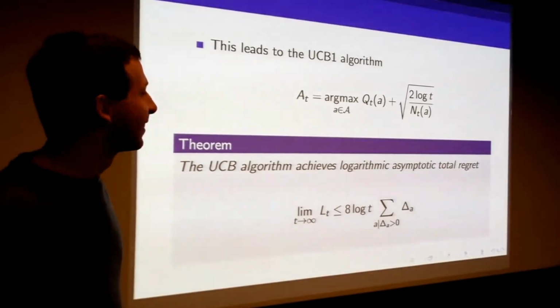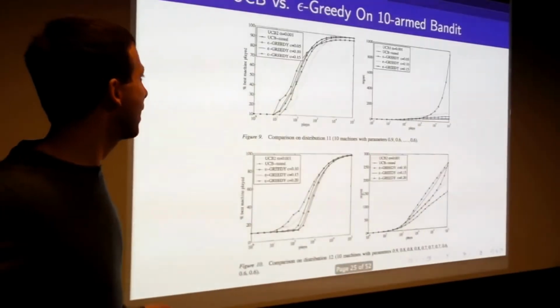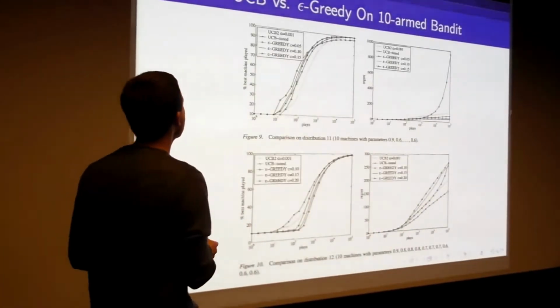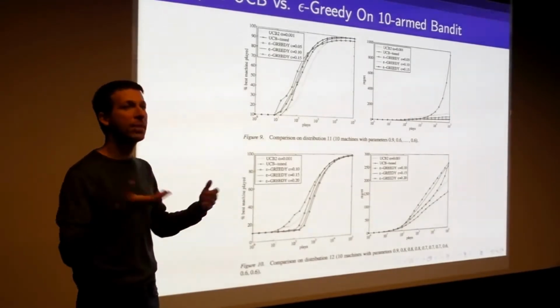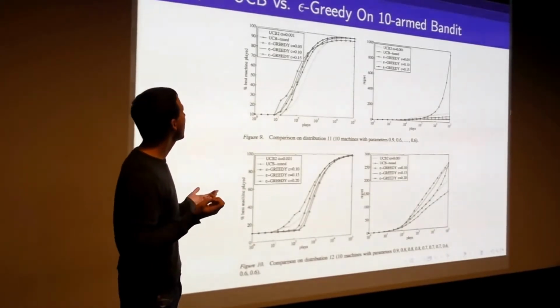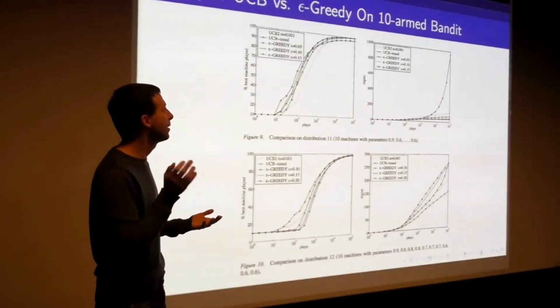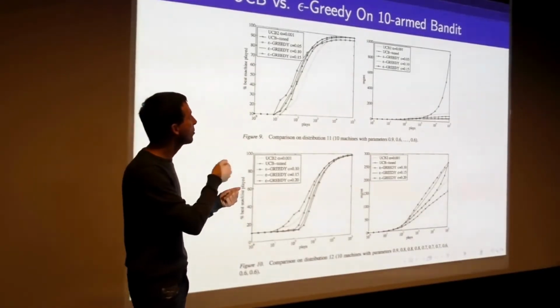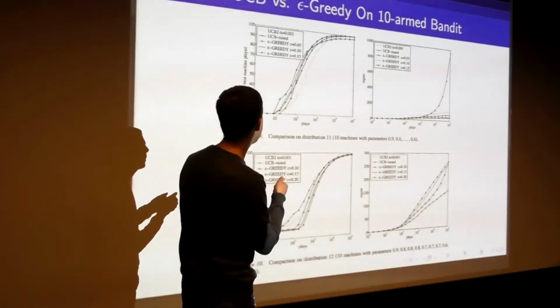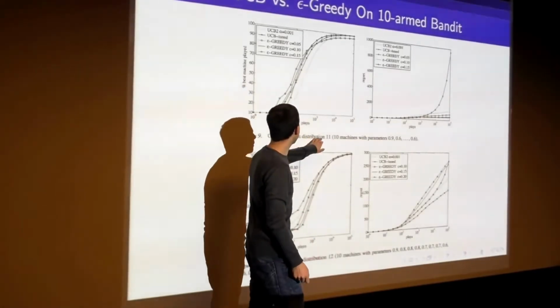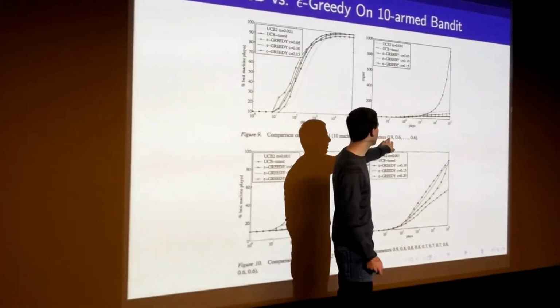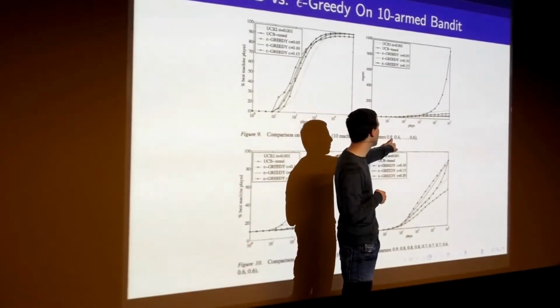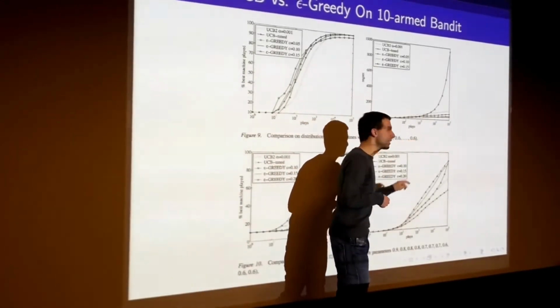Right. Okay. So it's an algorithm. How does it do in practice? This is comparing UCB and epsilon greedy on a 10-armed bandit. And this 10-armed bandit has particular characteristics on the arms, and this is looking at different types of distribution. So this is like 10 machines which have parameters where one of them pays out 90% of the time and all the others pay out 60% of the time.